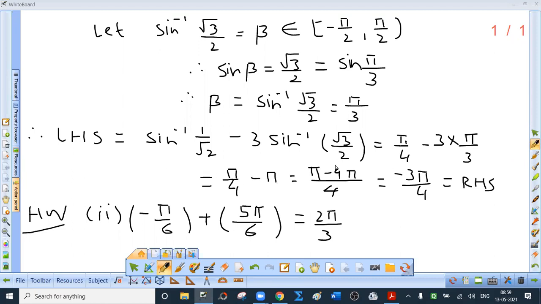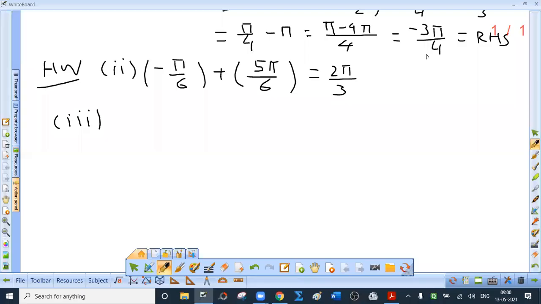Now, the third sum. These sums are important and can be asked in the exam. Third one: prove that sine inverse 3 by 5 plus cos inverse 12 by 13 is equal to sine inverse 56 upon 65.